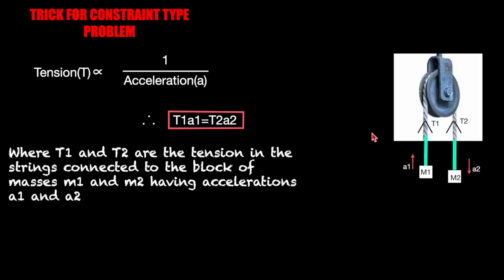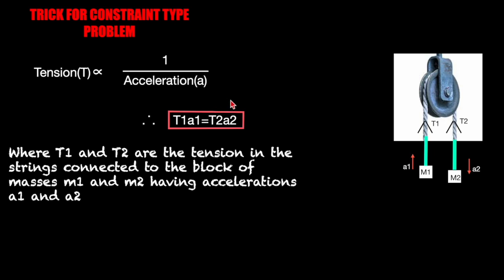Suppose you have a figure like that, in which you have two masses m1 and m2, where m1 has tension T1 and m2 has tension T2. I am supposing that m1 has acceleration a1 and m2 has acceleration a2. So it is pretty clear that T1 times A1 is equal to T2 times A2, where T1 is the tension connected to the string of m1 and T2 is the tension connected to the string of m2, and A1 is the acceleration of block m1 and A2 is the acceleration of block m2. I'm hoping that you understand why T1 A1 is equal to T2 A2, because tension T is inversely proportional to acceleration A.